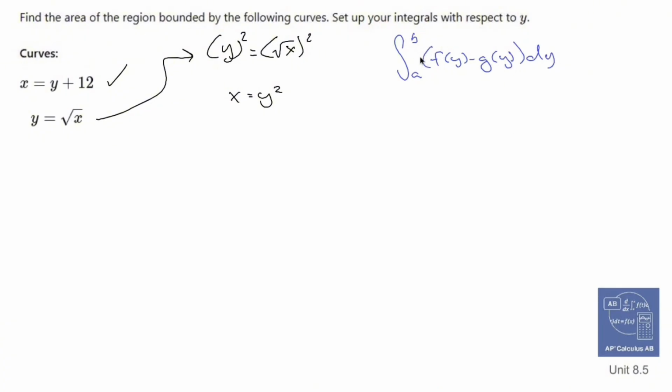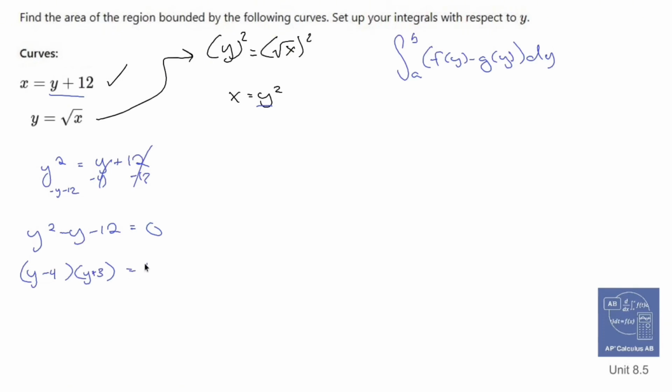I don't know my limits of integration. But the way I find my limits of integration is I take those and set them equal to each other. So let's set it up this way. y squared equals y plus 12. Let's subtract y and subtract 12 from both sides. And that gets us y squared minus y minus 12 equals nothing. Now this does factor out to y minus 4 times y plus 3 equals nothing, and that gives me y values at 4 and negative 3.